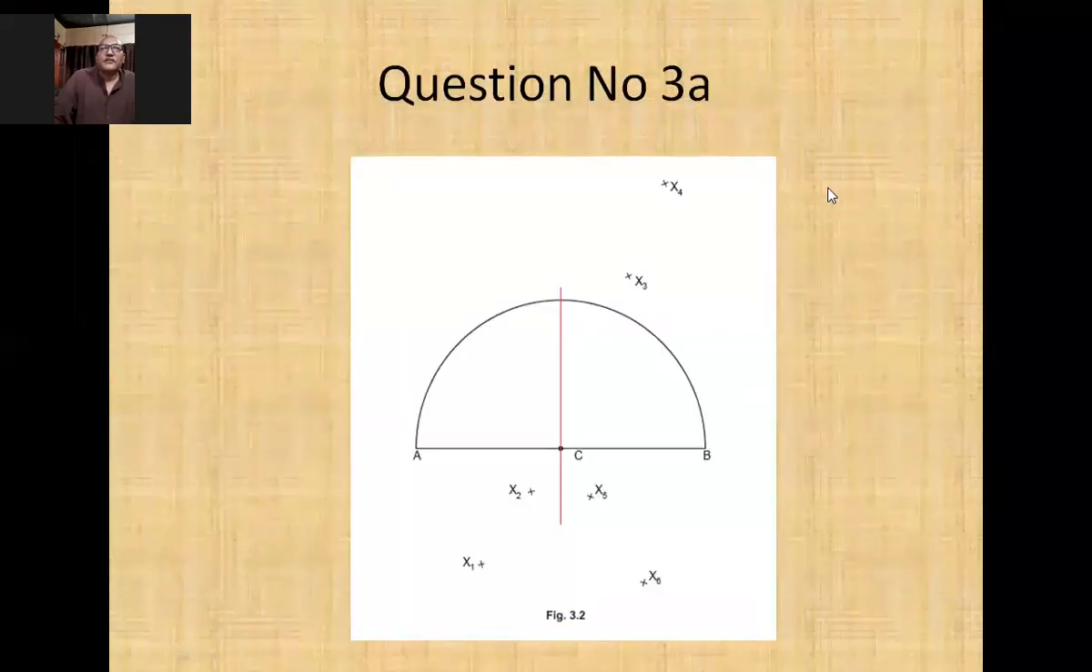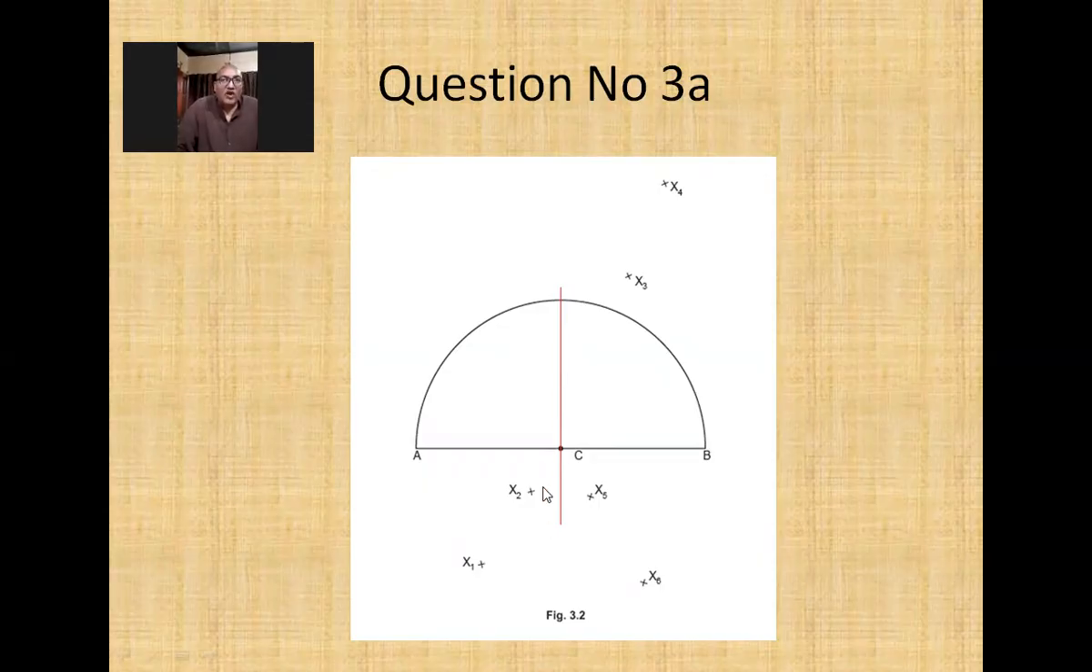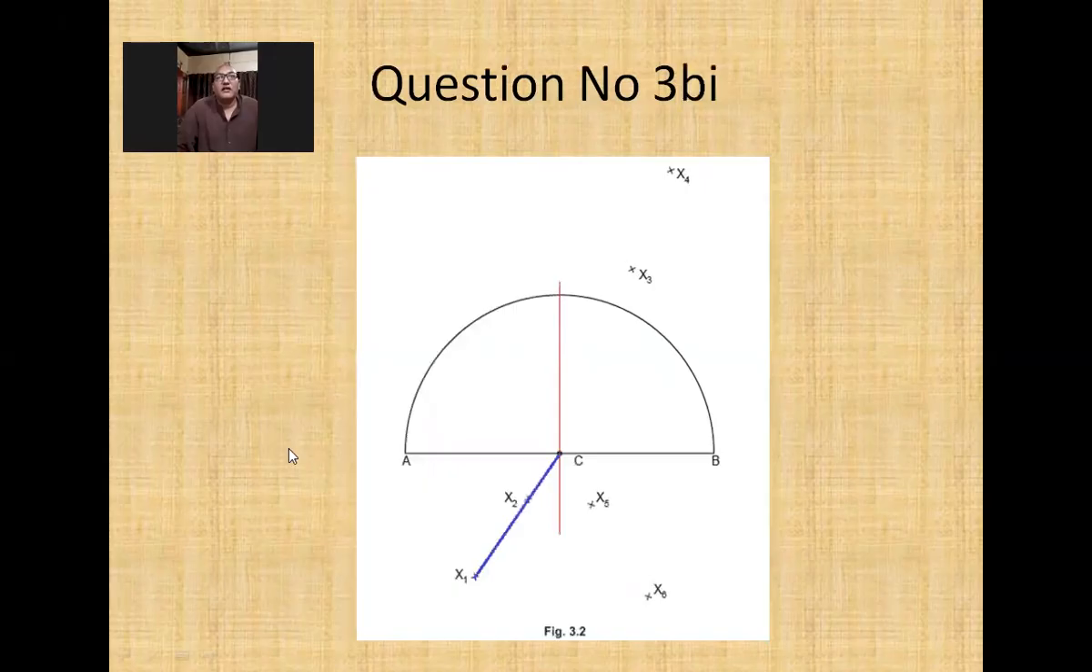Okay. So question number 3, the A part, he asked us to draw a normal at the point C. So here you can see I have drawn a normal. A normal is a line which will be making a 90-degree angle with the surface of the glass block here. So this red line is the normal. Then he said join X1, X2 with C. So you can see that with the help of a scale, I have joined X1, X2 with the point C with this blue line.